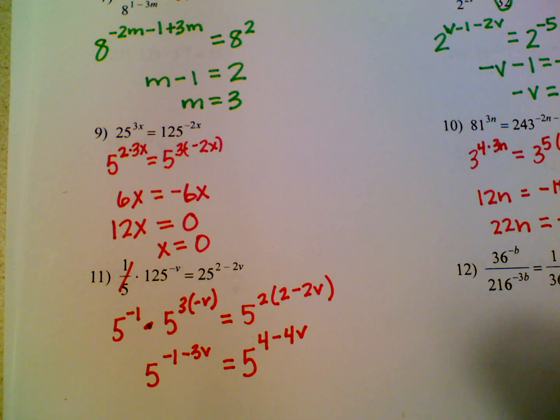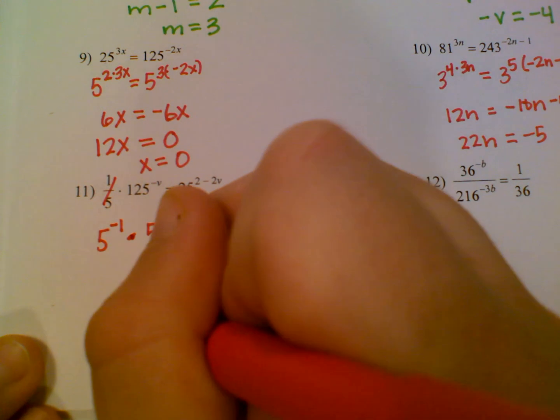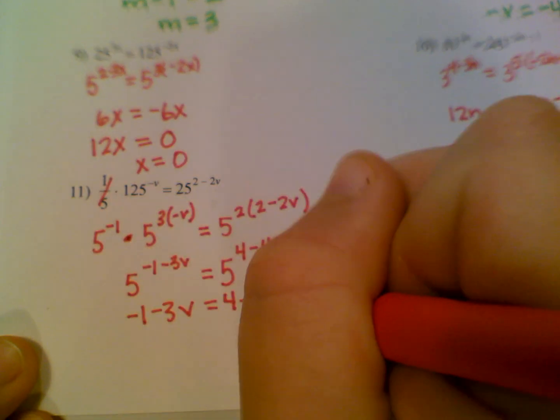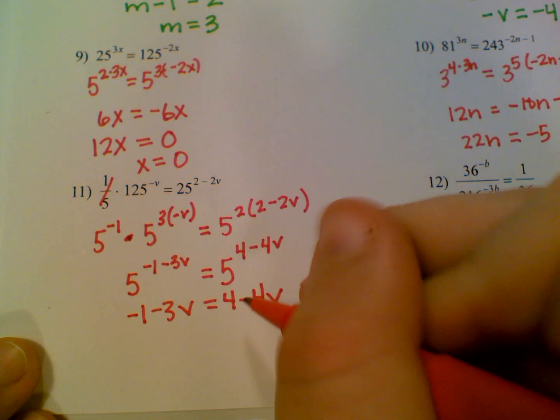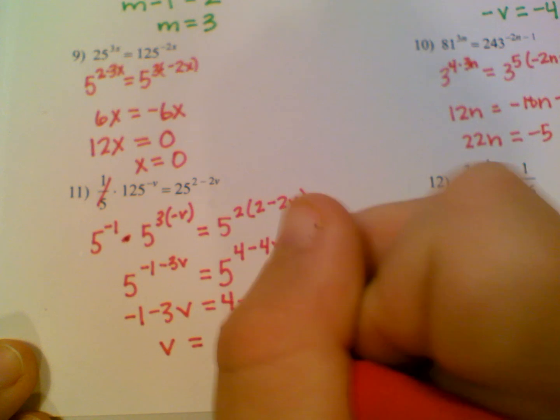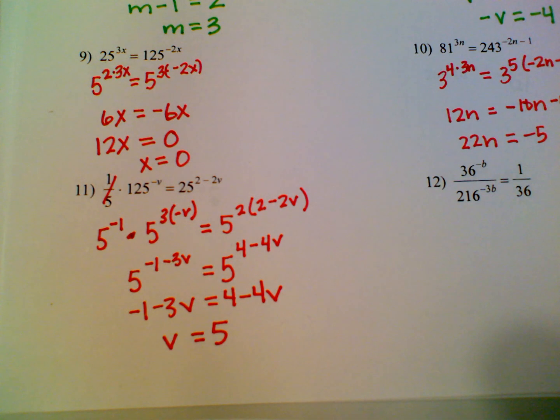And so now we're set up pretty much just like problem 1. We have 5 to a power equals 5 to a power, so you're good to go ahead and say those two powers are equal. And then just continue to solve. So I'm going to add the v's over there, add the 1, so we have v is equal to 5.